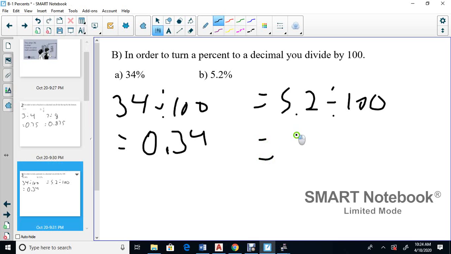0.052. Some people put 0.52 and make a mistake because they move the decimal, but you have to move the decimal 2 places. So here, from there, you go 1, 2. And here, 34, you can move the decimal 1, 2 over.